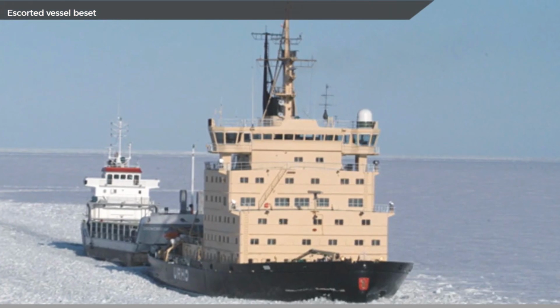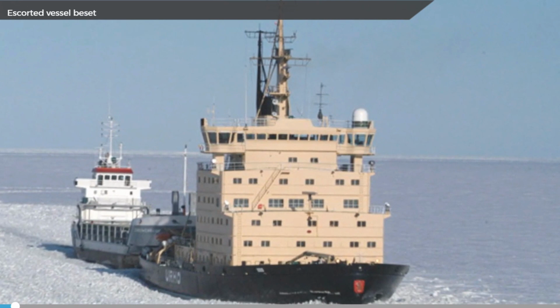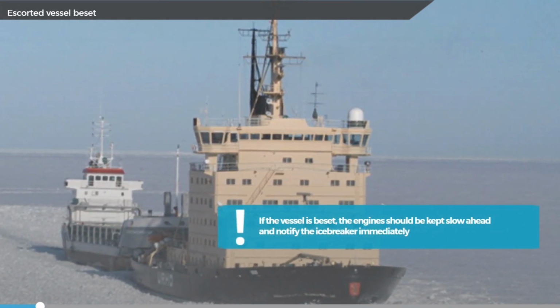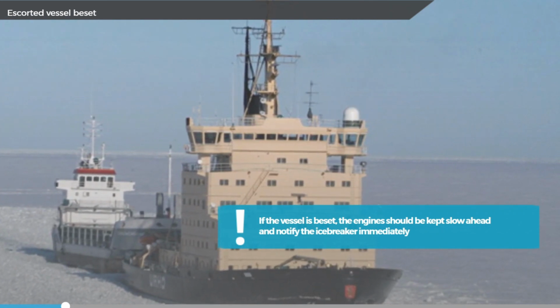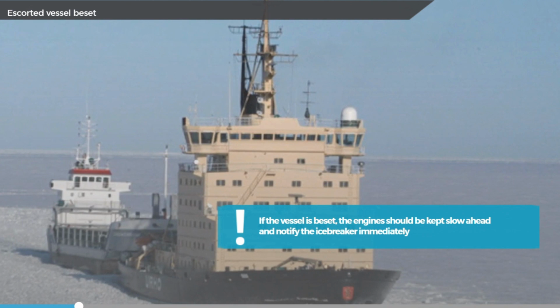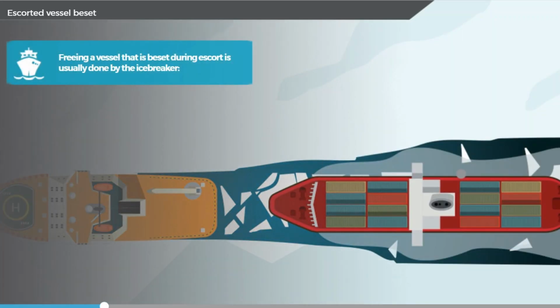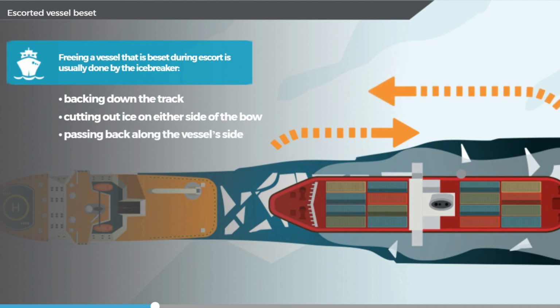When a vessel under escort has stopped for any reason, the icebreaker should be immediately notified. If the vessel is beset, keep the propeller turning at slow ahead to keep ice away from it. The engines should be stopped only if requested by the icebreaker. Freeing a vessel that is beset during escort is usually done by the icebreaker backing down the track, cutting out ice on either side of the bow of the beset vessel, and then passing back along the vessel's side.